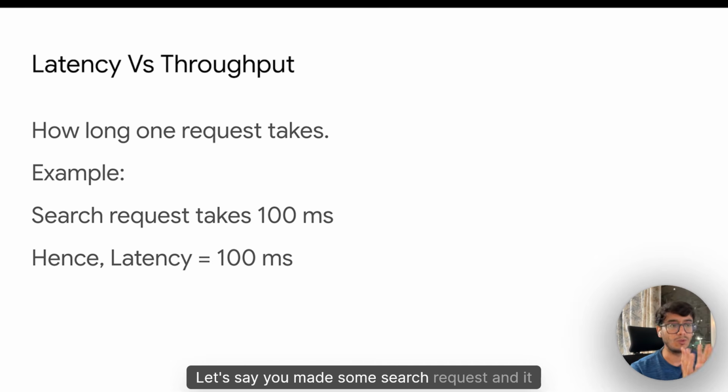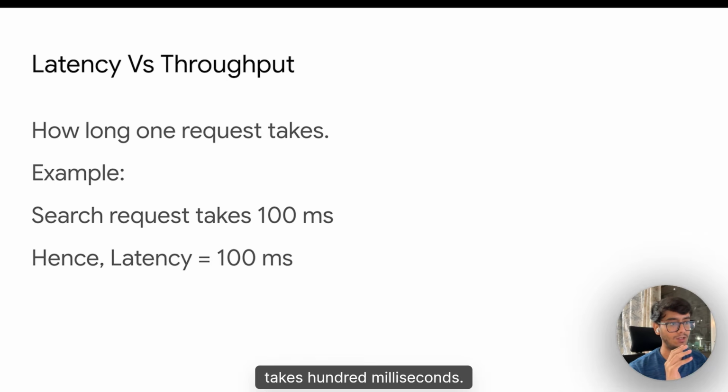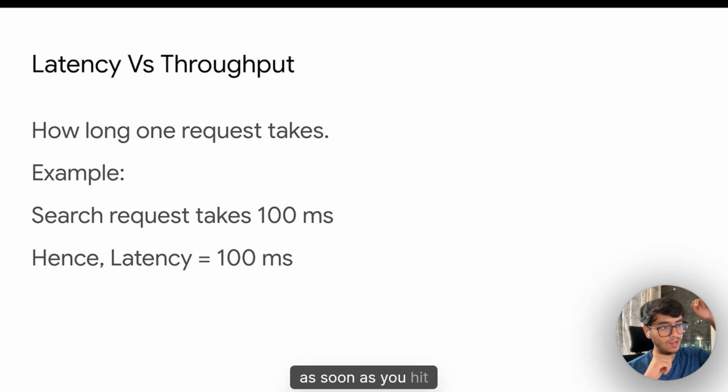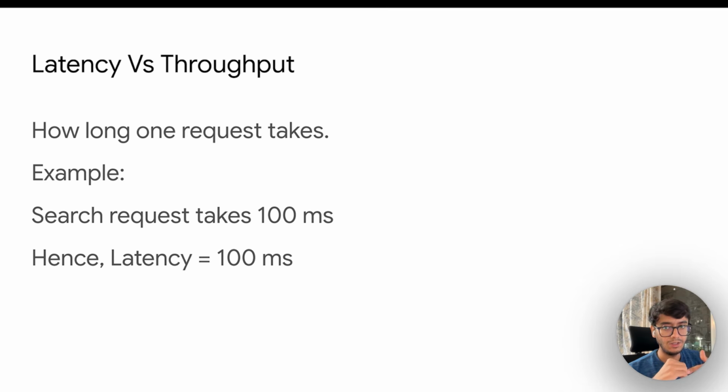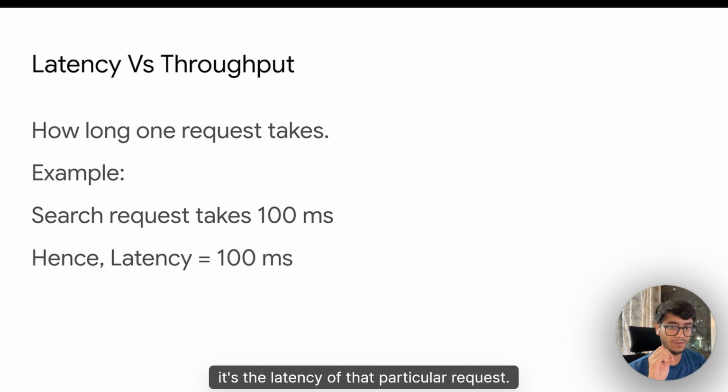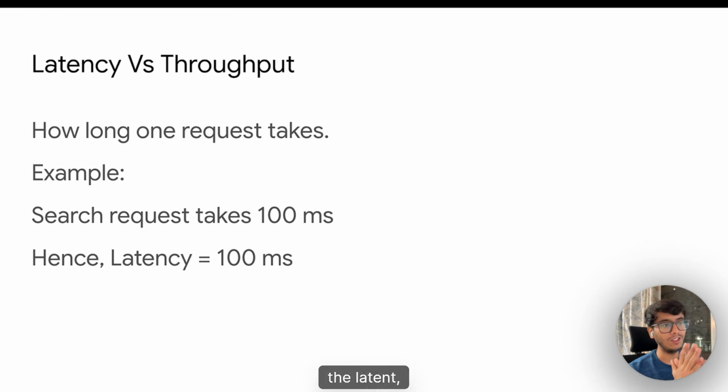Let's say you made some search request and it takes 100 milliseconds. I mean, as soon as you hit enter on a Google search for a particular query, by the time you receive the output, that is the latency of that particular request. So let's say if it is 100, we say the latency of this request was 100.